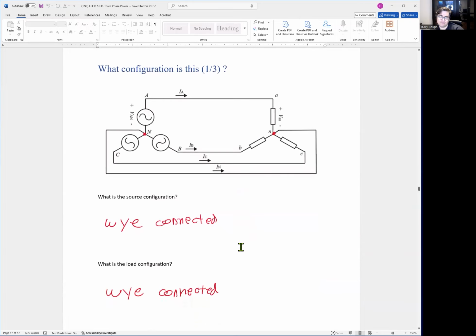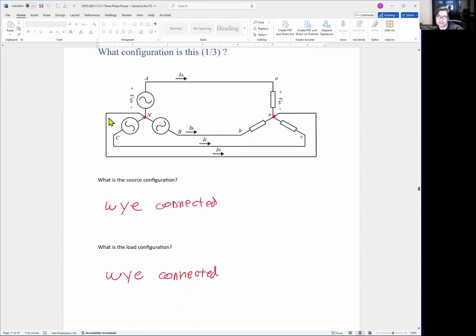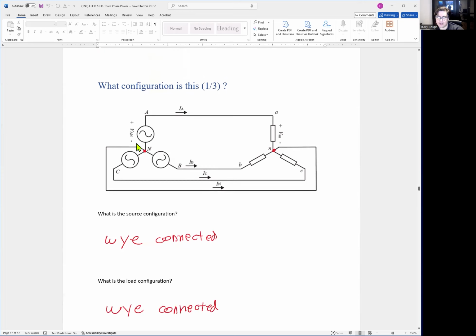So let's see it all in action. Anytime you have a configuration, you should always ask yourself, is this delta or Y connected? One of the easiest ways to see is whether there is a neutral or not. With a generator connected here, you see a neutral and a fourth wire, which is a very telltale sign you have a Y connected source. On the load side, notice you have A, B, and C coming in. They all bind together at a neutral with a wire coming out. This is a Y connected load as well. So this is a Y source, Y load connection system.